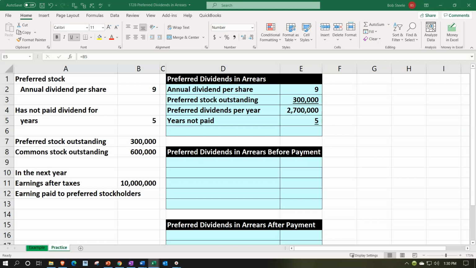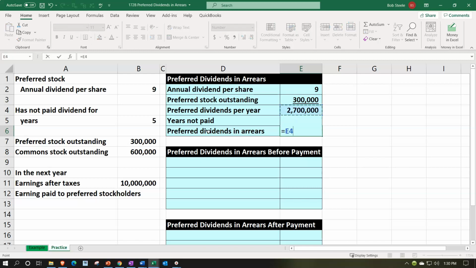Preferred dividends in arrears then is going to be the 2,700,000 per year times the 5 years. That means they owe 13,500,000 before they can pay anything to the common stockholders. They basically have to pay those off.